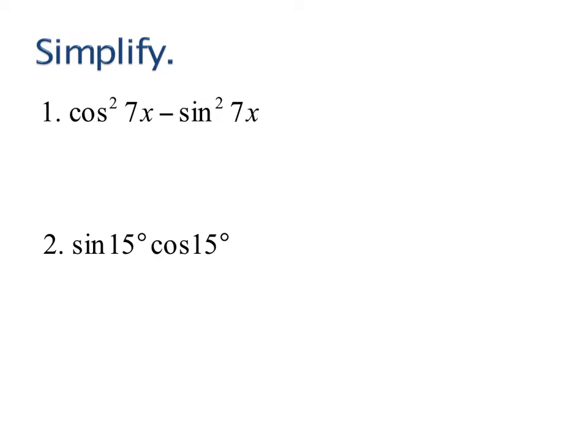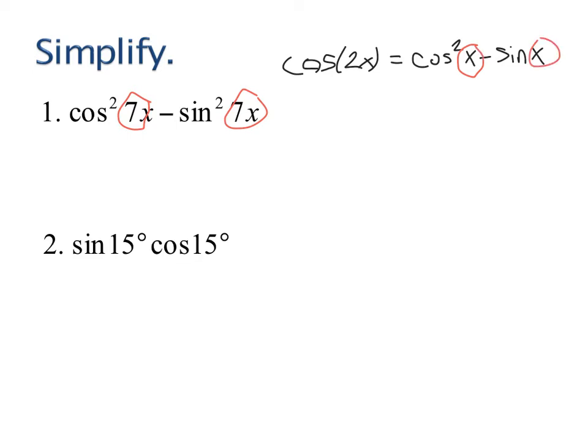So if I look at this one, cosine squared of 7x minus sine squared of 7x, I see that when I look at those formulas, that looks an awful lot like cosine of 2x. So I go ahead and wrote down that formula. Now we're going to notice that we have 7x here and 7x here in this spot for the x.